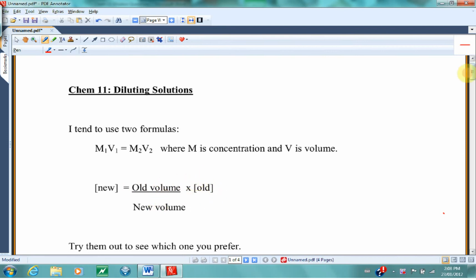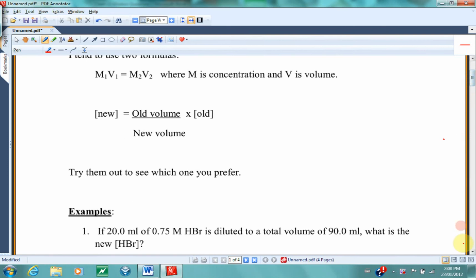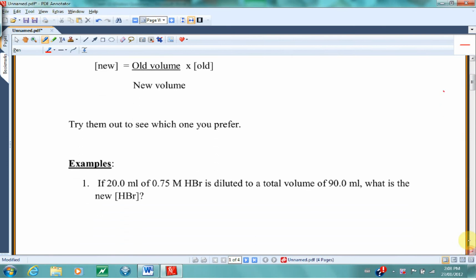So what we're going to do is try out a few questions, and then I'm going to give you some time to try them out on your own. So what we could do, probably a good idea to highlight the things that are important in here. We've got 20 mils of 0.75 molar hydrogen bromide, and we're going to have a total volume of 90. We can call this M1V1. We've got the M here. So we're going to call this one M1. The word of links the two. So here we have the V1, the V2, and we're going to look for their X.